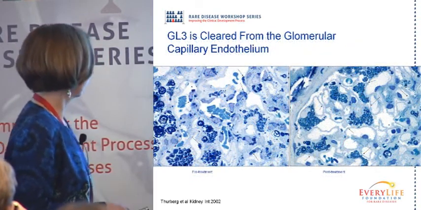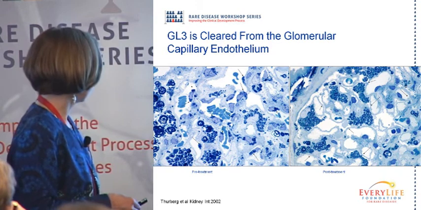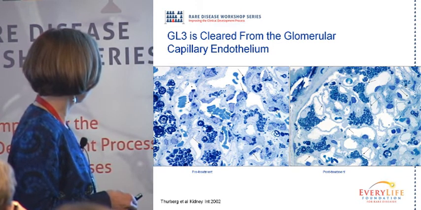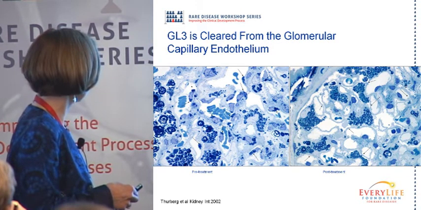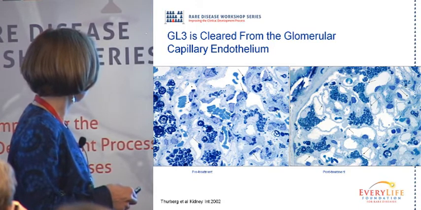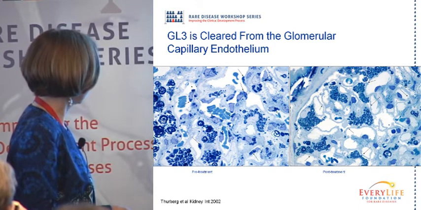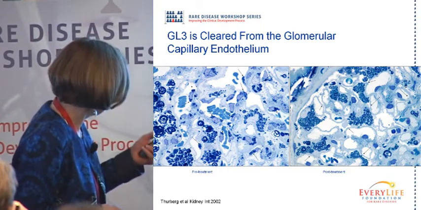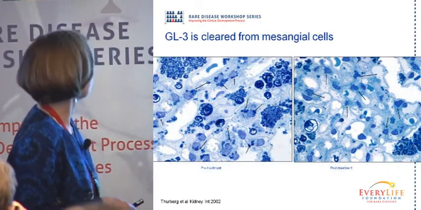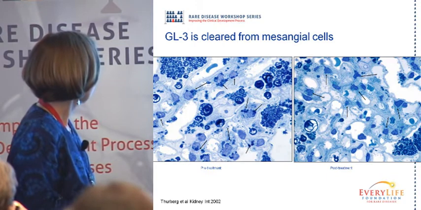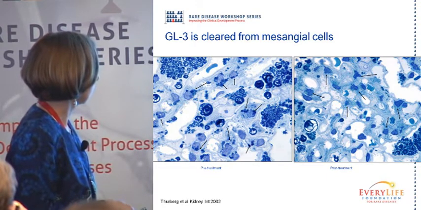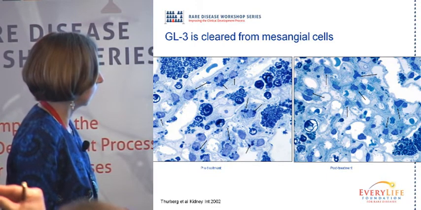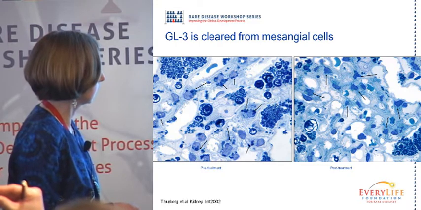Here's the glomerulus. A lot going on in the glomerulus, obviously. Here are the capillaries. Here are some examples of the GL3 in the capillaries, and you can see post-treatment we get nice clearance here. Let's see, I think I have a separate one showing. Okay, here are the mesangial cells of the glomerulus, with the arrows pointing out the GL3, and again, we had very nice clearance from the mesangial cells.